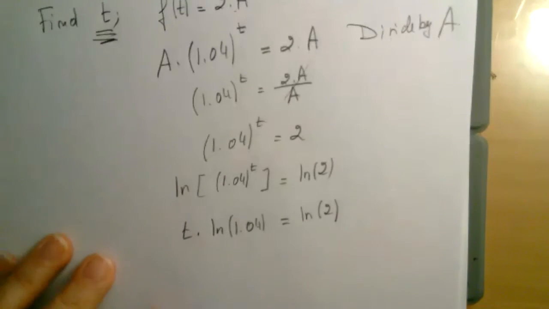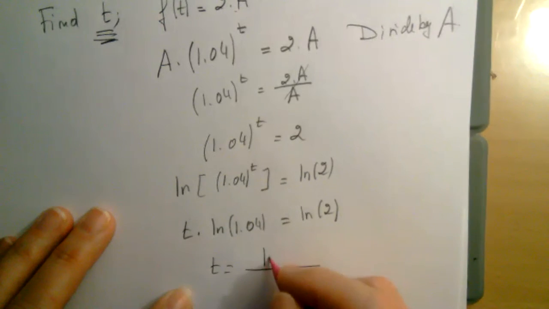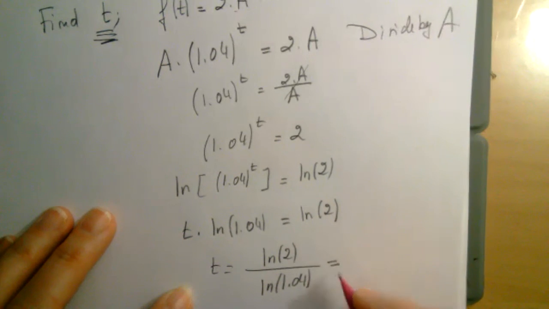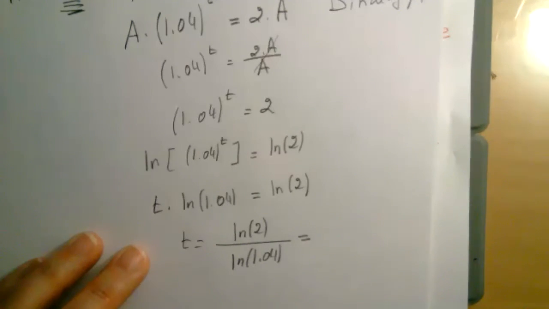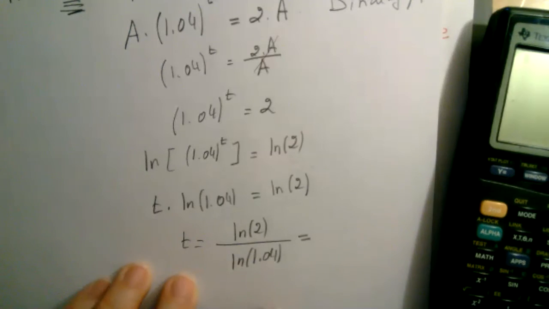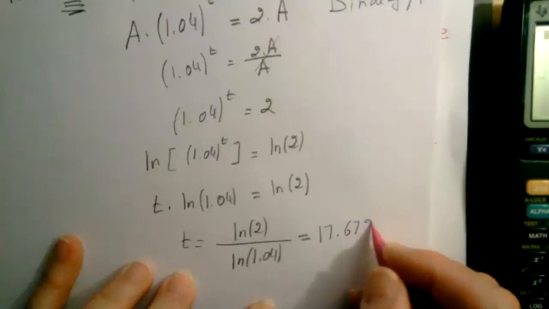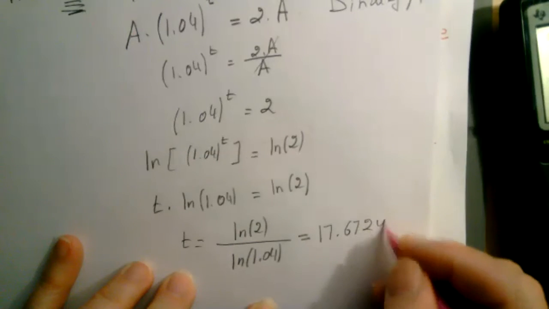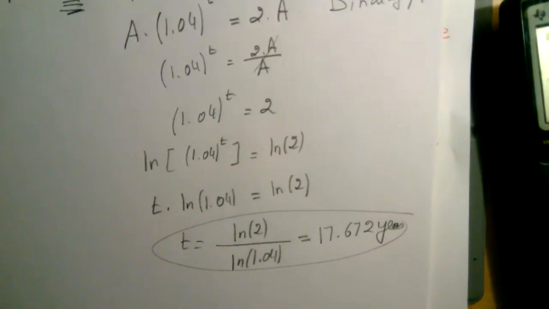ln of 2. Now I divide by ln of 1.04. And this will give me my t. I think that's the same one. I didn't know. It's different. 17.672 years. So the doubling time is 17 years.